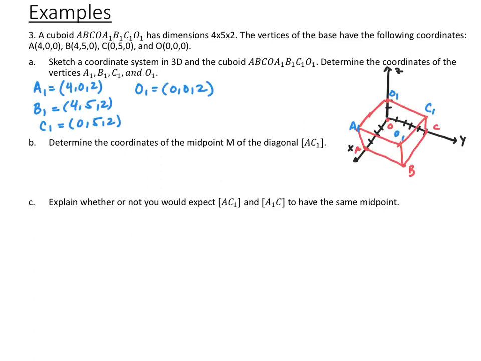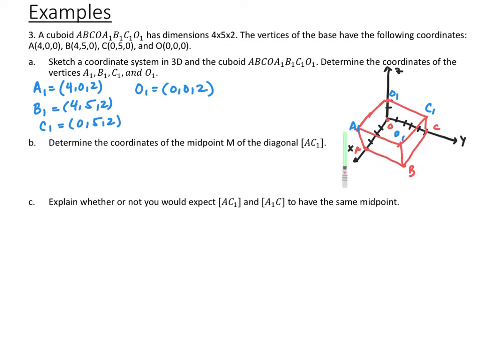So I sketched a graph of the cuboid here. So this is the positive x-axis, positive y-axis, and positive z-axis. Vertex A is sitting on the positive x-axis at 4, 0, 0. Vertex C is sitting on the positive y-axis at 0, 5, 0. Vertex B is out here in what would normally be our xy plane at 4, 5, 0. And then vertex O is at the origin here. I just left this in black on this side.